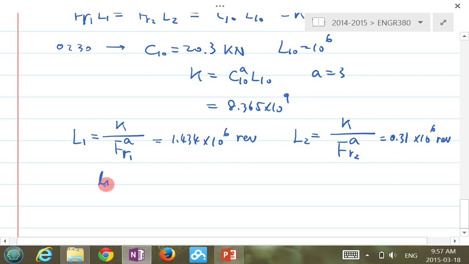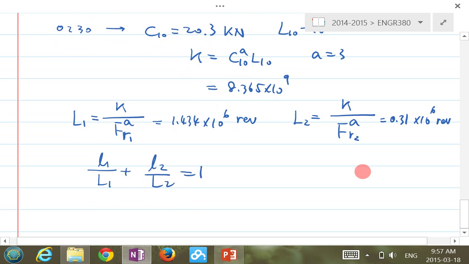Okay, so then we get, what we have here is the equation we just derived: small L1 over capital L1 plus small L2 over capital L2 equal to 1. Small L1 is 200,000, and the capital L1 and L2 are calculated like this. So then we can calculate small L2, which turned out to be this quantity.